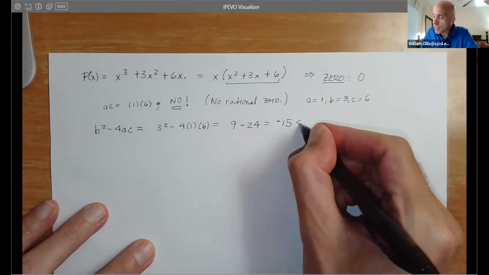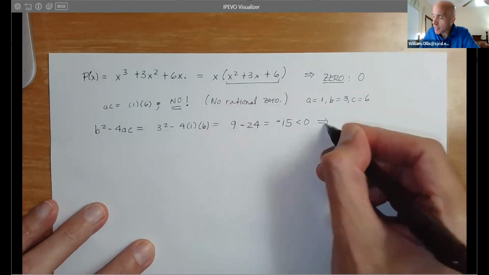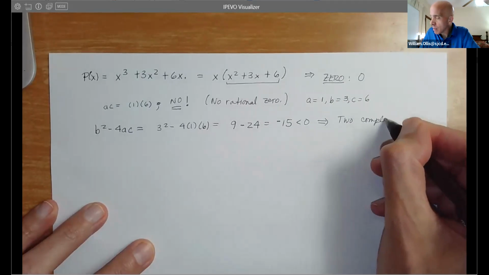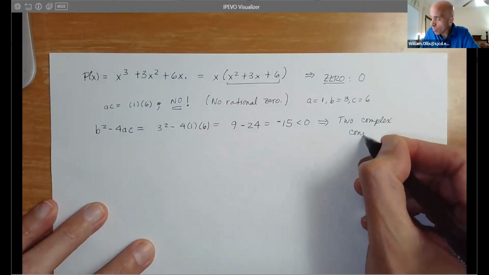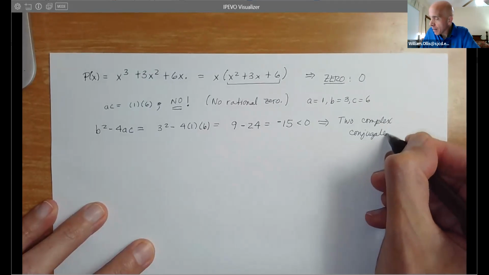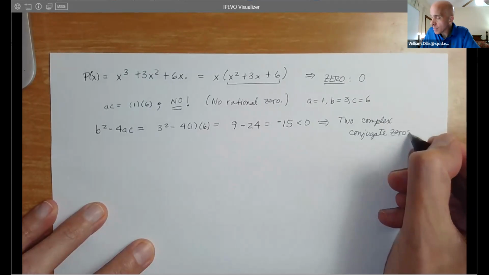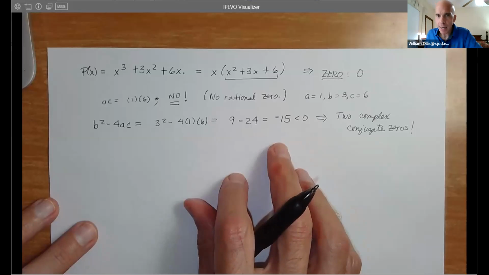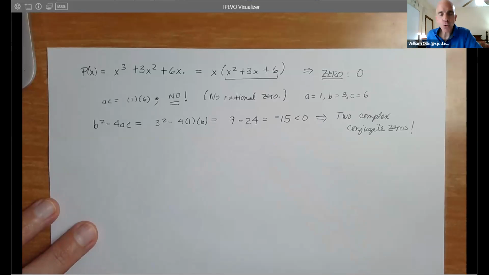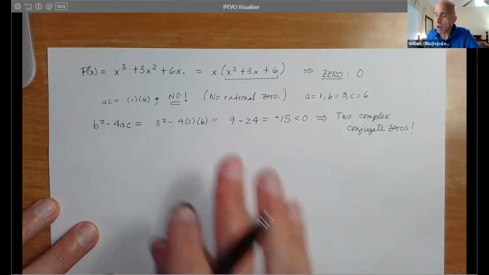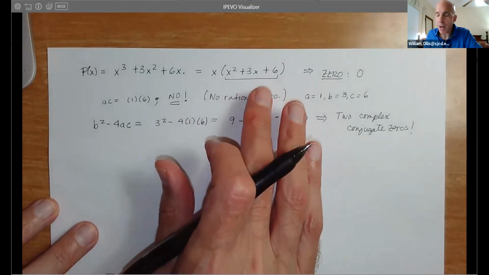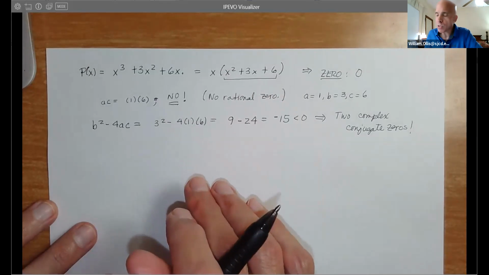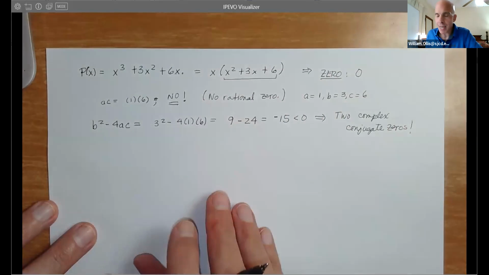Absolutely. This says less than 0, so this implies 2 complex conjugate zeros. Now, I know you know this, ladies and gentlemen. This is review, but this is rusty. So the complete factorization says we can always completely factor a polynomial, but we don't really know what the quality of the zeros is going to be until we investigate further.